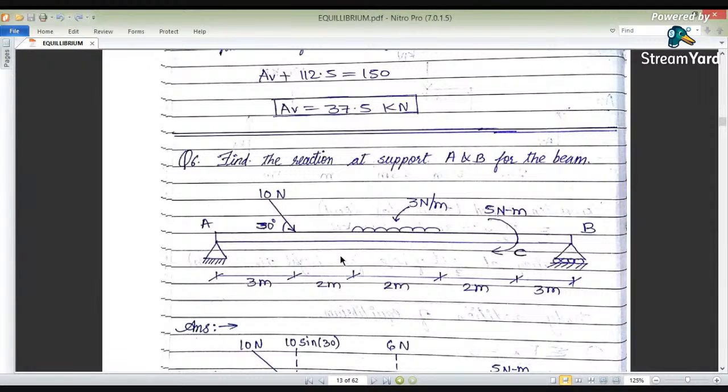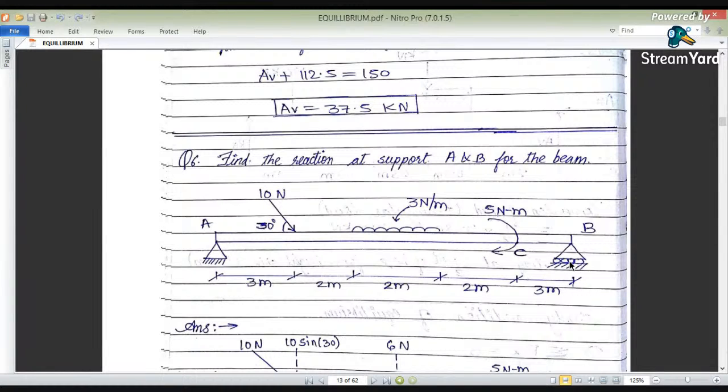Again, we have taken a different case here, in which there is a moment acting at point C. The intensity of this moment is 5 Newton meters, and the UDL in this case is 3 Newton per meter, having a length of 2 meters. What about this 10 Newton inclined force? It is making an angle of 30 degrees. Support A is a hinge and B is a roller support.